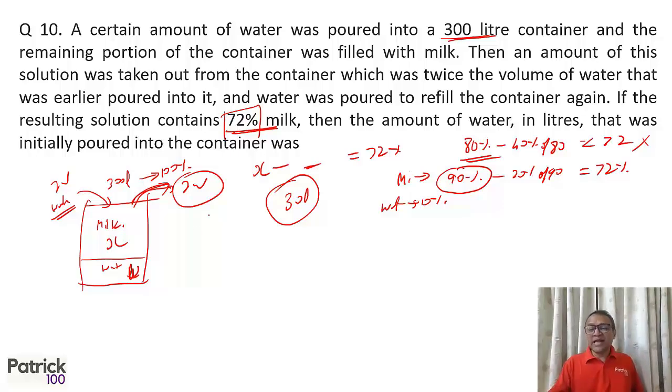You can form an equation, but assuming values is much faster. Normally in the examination, the numbers are easy to calculate. So you can always substitute easy values and check. You will get the answer quickly.